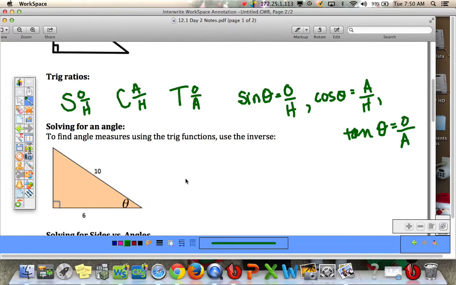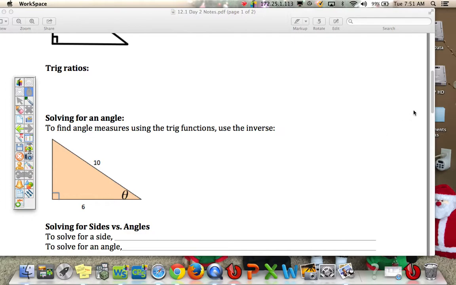To find the angle measures, use the trig. To find angle measures using the trig functions, we're going to use something called the inverse. An inverse is an operation that undoes something. So we know when we're solving something algebraically, if you have a plus, the inverse is a minus. If you have a multiply, the inverse is divide. If you have something squared, to get rid of it, you square root. So to get rid of a sine, cosine, or tangent, we're going to take the sine inverse, cosine inverse, tangent inverse. So we'll do an example.